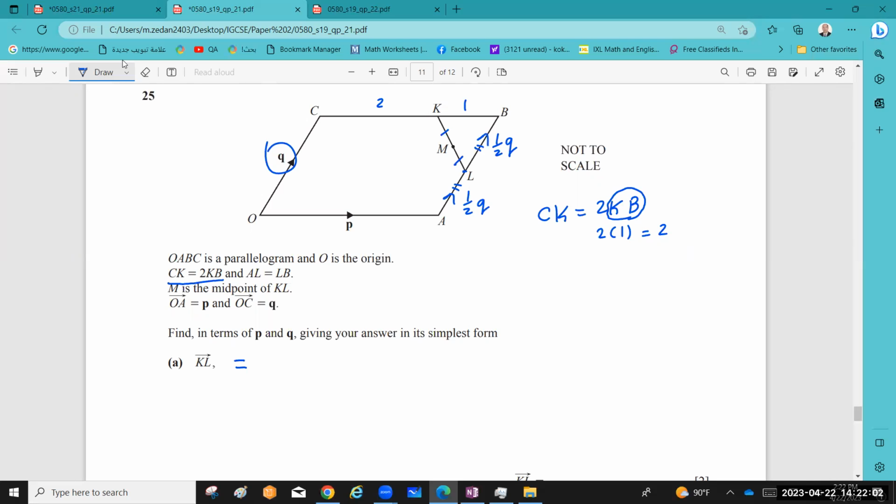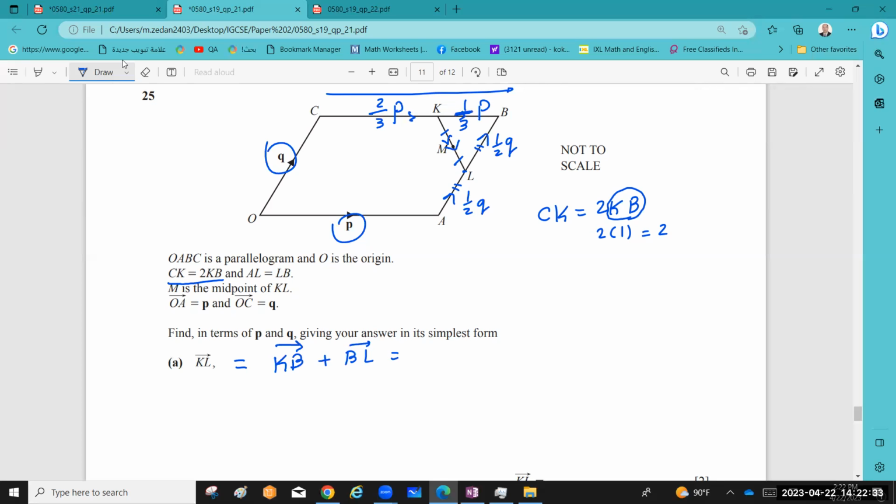And this vector is P. The whole part is also P. It is divided in a ratio 2:1. This is 2/3 P, and this one is 1/3 P. So the KL, as you see, this vector, the KL is simply KB vector plus BL vector, okay?